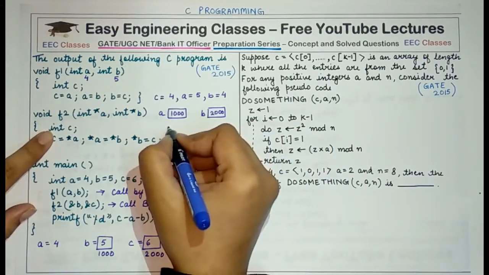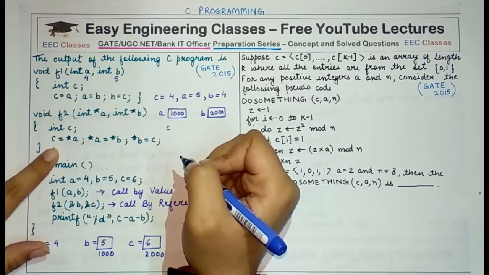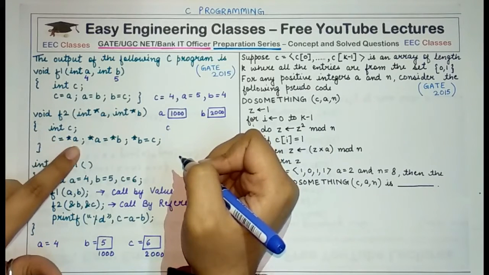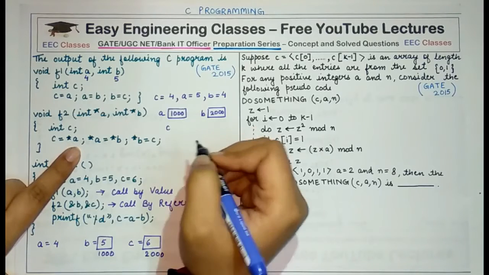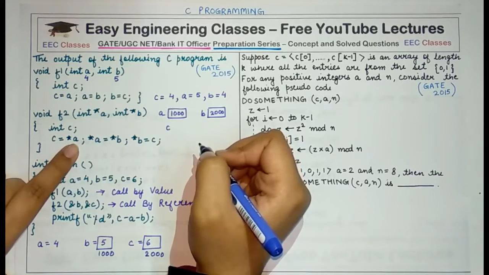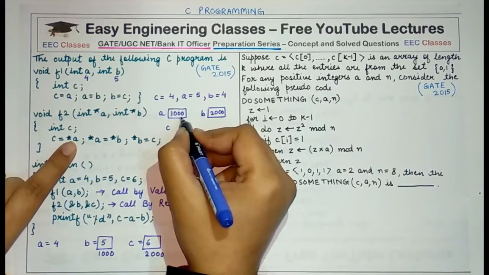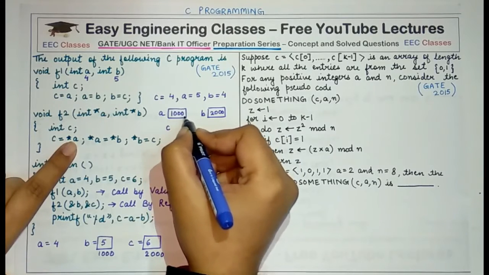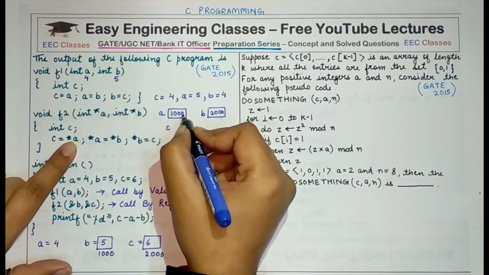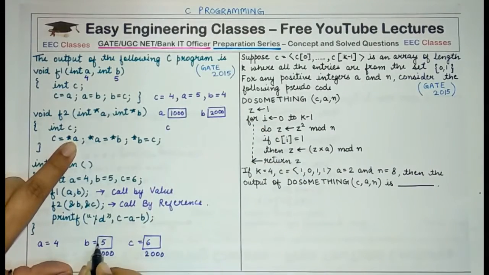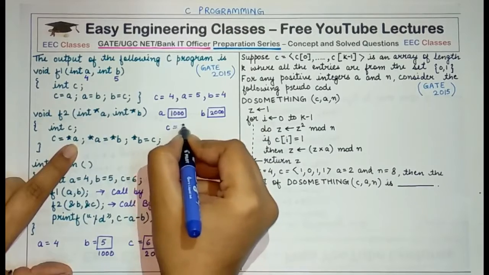Again, a local variable c is defined. c is assigned star of a. Now what does star of a mean? The value that is present at the address present in a. The address present in a is 1000, so the value present at 1000 is 5. So c is assigned 5.